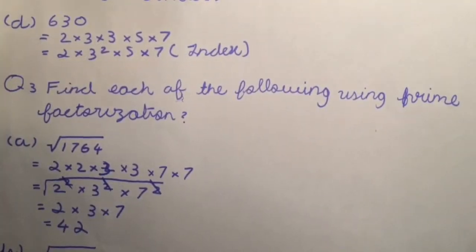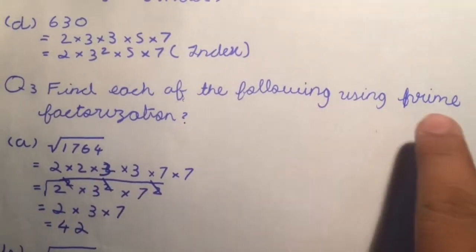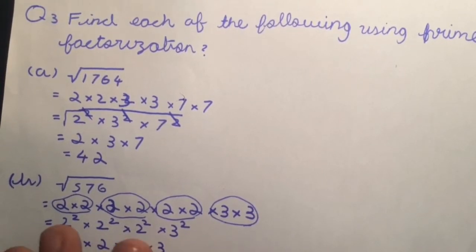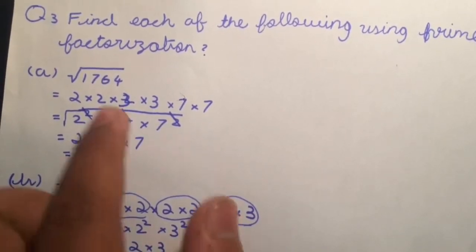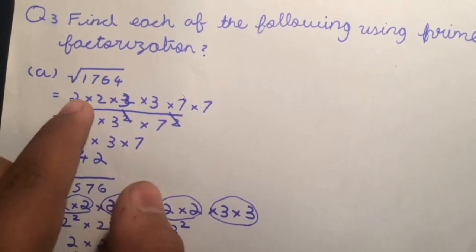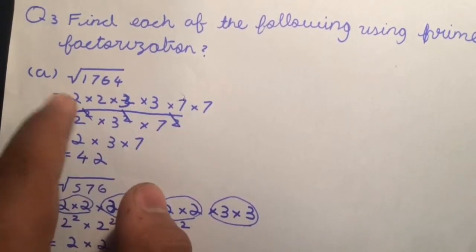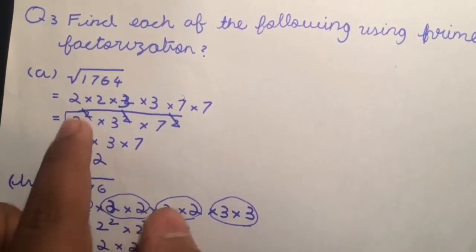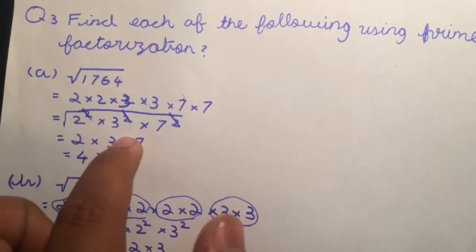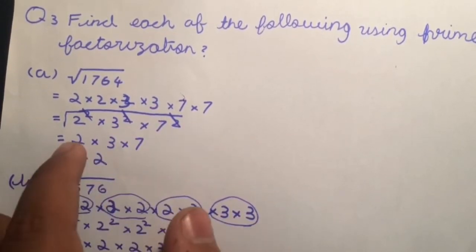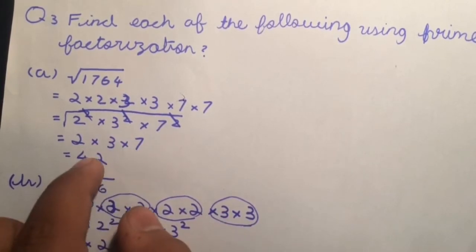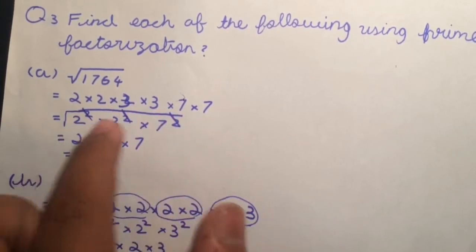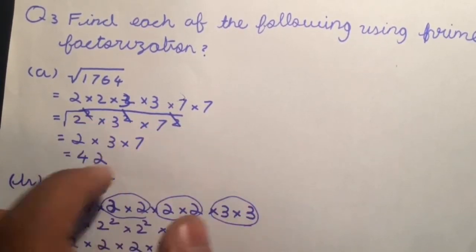Then we come to question 3. Find each of the following using prime factorization. So we have to find them by factorizing them. So 1764 has the factors 2 into 2 into 3 into 3 into 7 into 7, means 2 2's, 2 3's and 2 7's. These are combined. 2 is combined into 2 square, 3 is combined into 3 square, 7 combines into 7 square, and these 2 into 3 into 7 become 42 in the square root. Because of the square root, the squares are cut down.